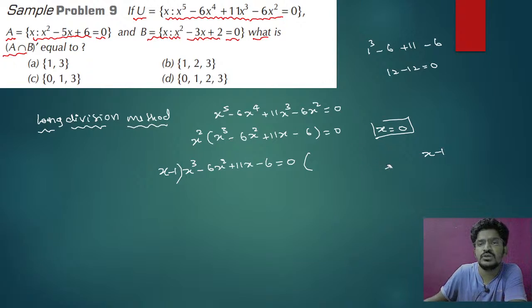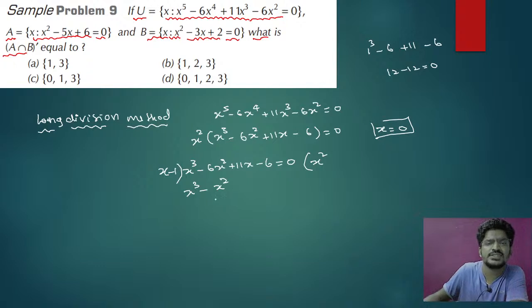This you all learn in 10th standard. Clear? So that you have to know. If you don't know, you just go through it. So I will take x square. x minus 1 into x square is what? x cube minus x square. I will take x square into x, which will be x cube minus x square.